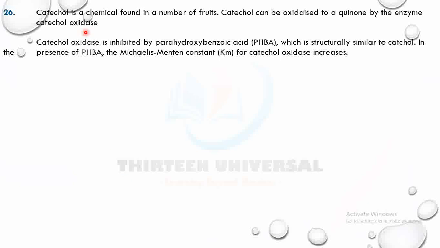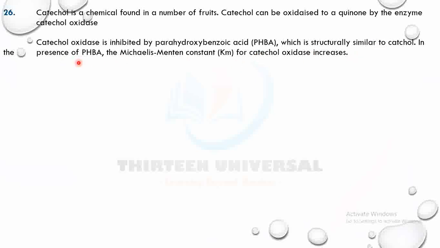It says catechol is a chemical found in a number of fruits. Catechol can be oxidized to a quinone by the enzyme catechol oxidase. Catechol oxidase is inhibited by para-hydroxybenzoic acid, which is structurally similar. So what is the name of an inhibitor that is similar to the substrate, which is catechol? Catechol is the substrate to catechol oxidase. PHBA is the inhibitor, and PHBA has a similar structure to catechol. What type of inhibitor is that?